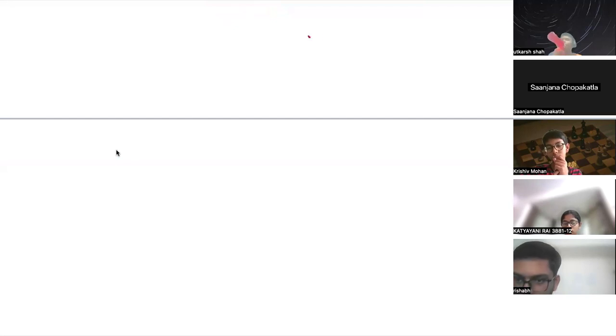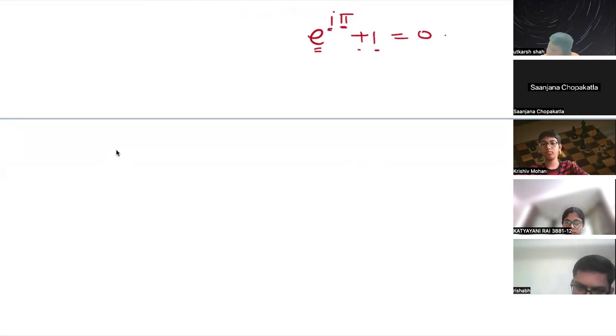Euler, this is one of the most famous formulas in mathematics. e to the power i pi plus 1 is equal to 0. e is the irrational number, i is the imaginary number, pi is an irrational number. 1 is the multiplicative identity, 0 is the additive identity. This is one of the wonderful formulas of mathematics. e to the power i pi plus 1 is equal to 0. This was given by Euler.